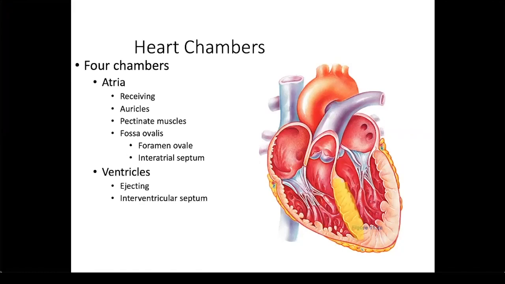The wall in between the ventricles is called the interventricular septum, and this is where much of the intrinsic conduction pathway is located.